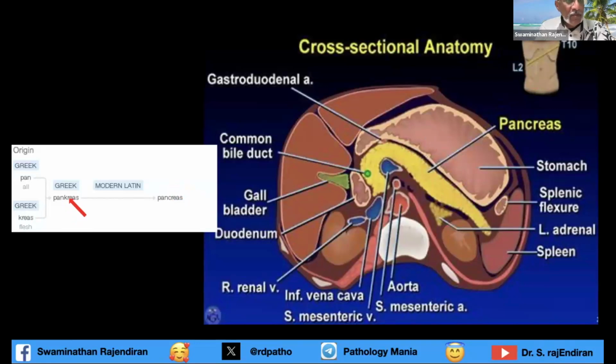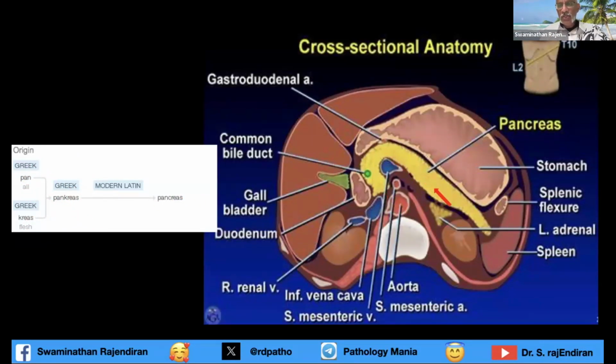Pancreas, how is the name derived? Pan means all, and creas means flesh. So this is an organ which is completely fleshy. That's why it is called pancreas. And it is located in the retroperitoneum.